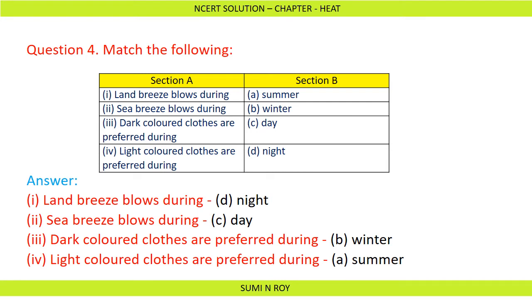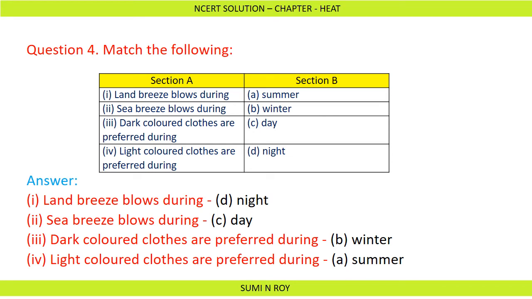Now next question, dark color clothes are preferred during. Just now we have told that dark color absorbs more heat, so dark color clothes are preferred during winter, whereas light color clothes are preferred during summer. We wear very light color clothes, white, green, in summer, because light color clothes reflect the heat. They absorb less heat and reflect the heat back. So the correct answer will be summer.